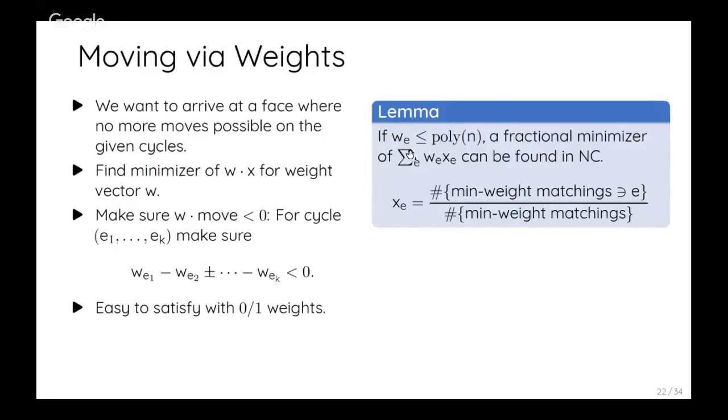So here is the lemma. If you put weights on the edges of the graph, as long as the weights are bounded by some polynomial in N, then a fractional minimizer of W dot X can be found in NC. And the way you find that is by counting the number of minimum weight perfect matchings. Okay, so similar as before, except that everywhere you replace matchings by minimum weight perfect matchings.